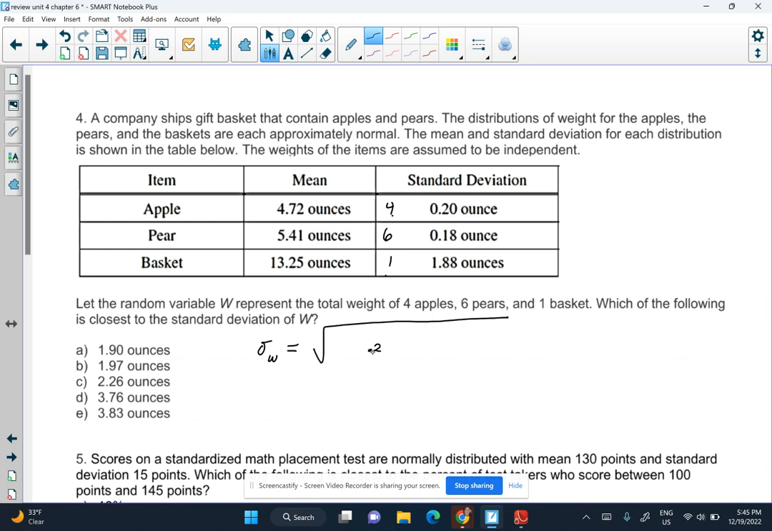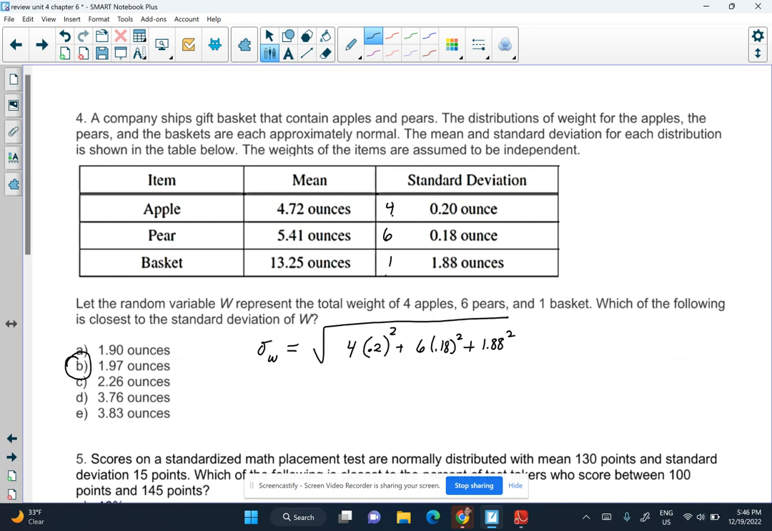Well, the variance for each apple is 0.2 squared, but you have 4 of them. That's why you're multiplying it by 4. We're not multiplying the standard deviation by 4 first and then squaring it. We're just taking that standard deviation, getting the variance, and then it's 4 times. That's why it's 4 times 0.2 squared. And for the pears, it would be 6 times 0.18 squared. And for the basket, well, that's the easy one because it's only one basket, is 1.88 squared. And when you calculate that out, that's 1.97.